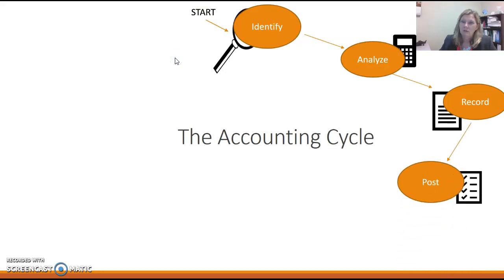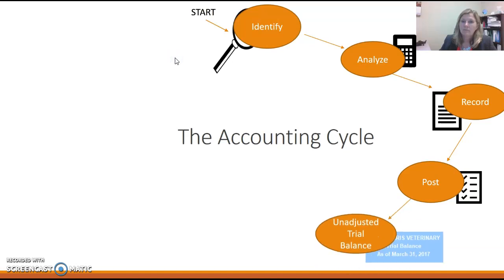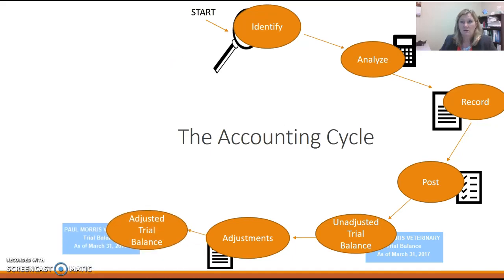Then we post it to our general ledger. From those postings, we prepare the unadjusted trial balance. We make sure that everything is in balance. We review that unadjusted trial balance for any adjustments that might be necessary at the close of the accounting period. We prepare those adjustments, post them to the ledgers, and then prepare another trial balance, this one called the adjusted trial balance.